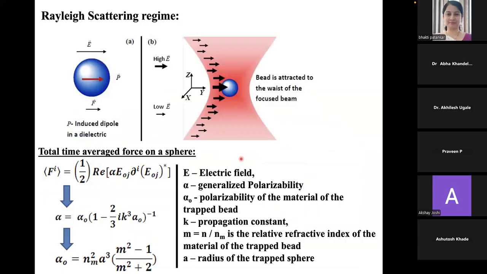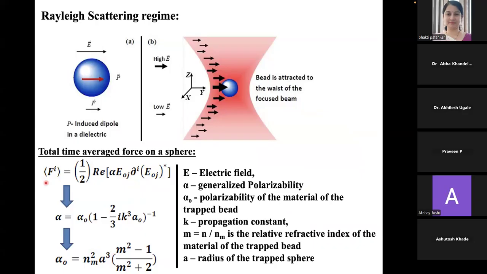And in the Rayleigh regime, we approximate the bead by the induced dipoles in it, and by simply noting down the polarizability of the material, we can very simply compute the force on it using this particular expression.